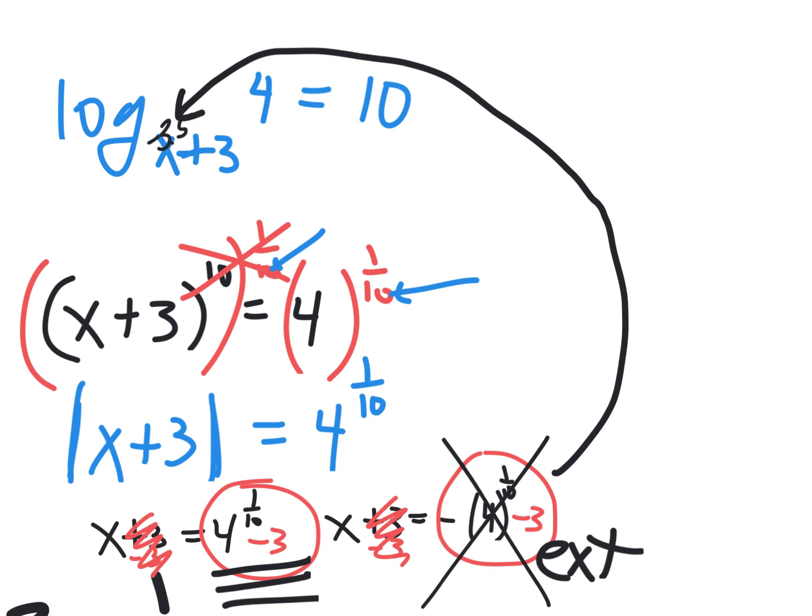Can the base be 0? The base cannot be 0, and neither can the argument. Let's talk about those for a second. That's a valid question.